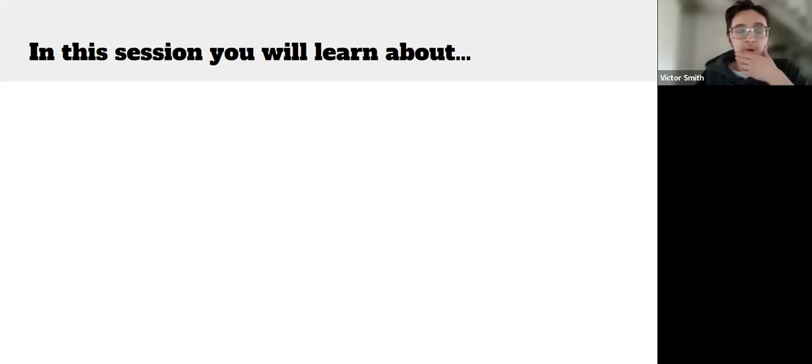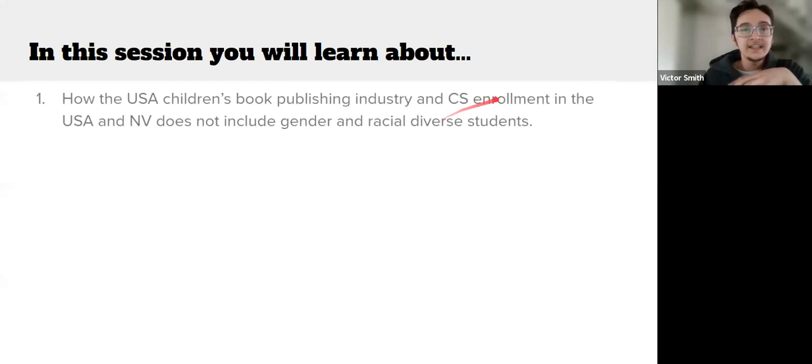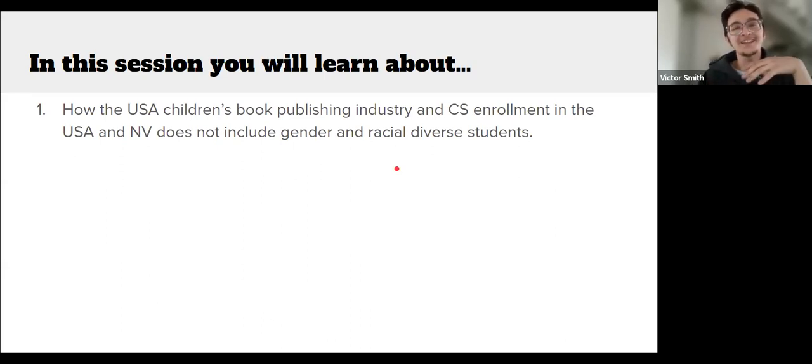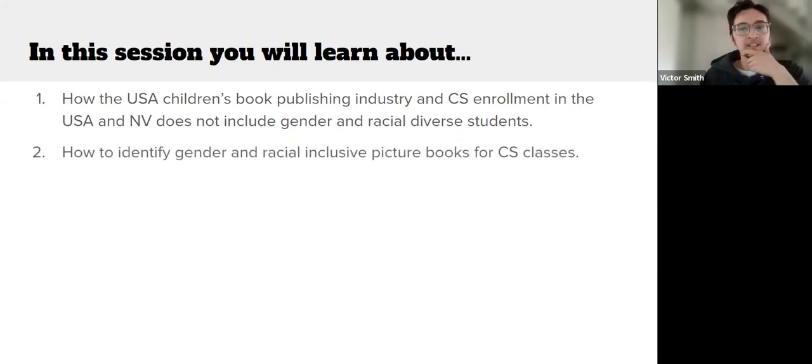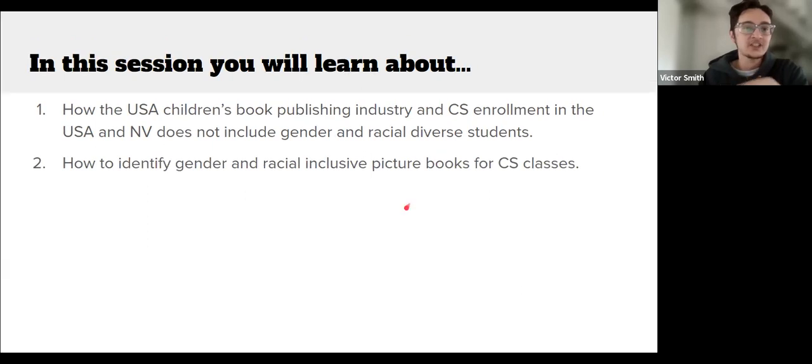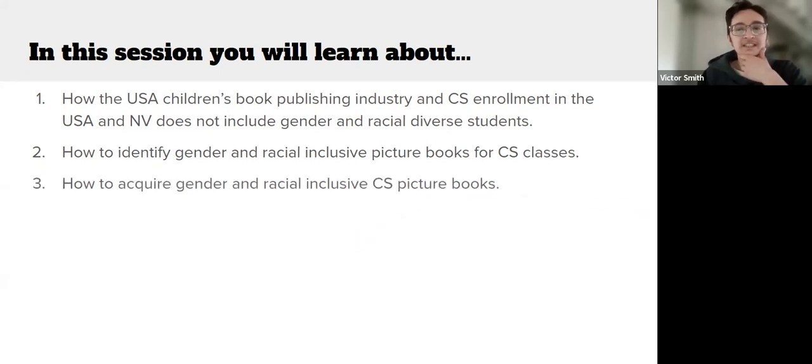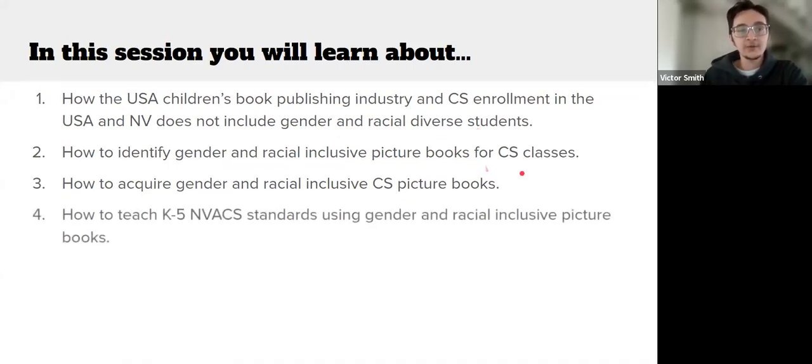So just a quick kind of 4-point outline about what we're going to learn about today. In this session, we're going to talk about how the USA children's book publishing industry and computer science enrollment in the USA and Nevada does not include gender and racial diverse students, or perhaps maybe not to the extent that we wish it did. We're going to develop some strategies to identify gender and racial inclusive picture books for computer science classes and topics. We're going to discuss a little bit, hopefully, about how to acquire gender and racial inclusive computer science picture books, and of course, how to teach K through 5 NVAC standards using gender and racial inclusive picture books.